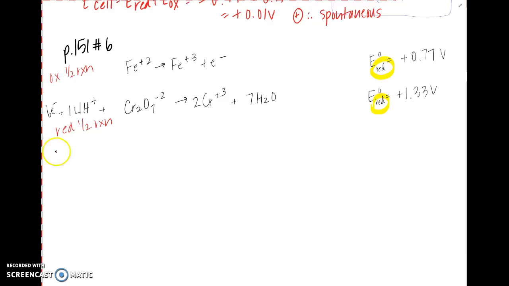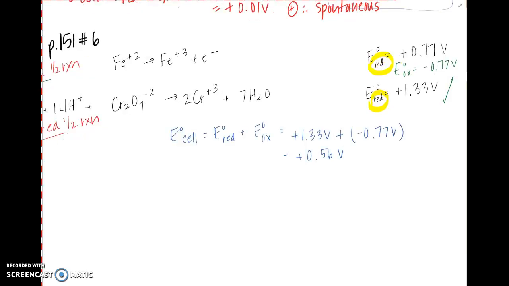That tells you that since this is the reduction reaction, then this value is good the way that you have it written. Since this is an oxidation reaction, you actually need E oxidation. And so remember, all you have to do is flip the sign. And so when you add those together, you get a positive 0.56 volts, and therefore you know that this is spontaneous.